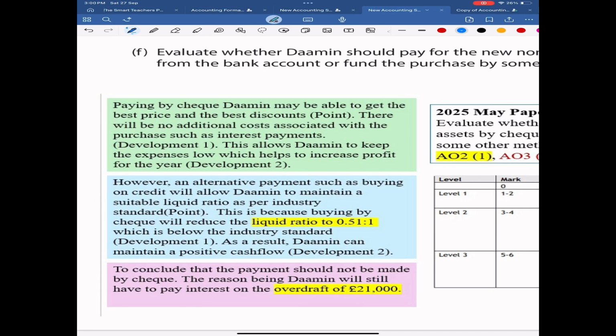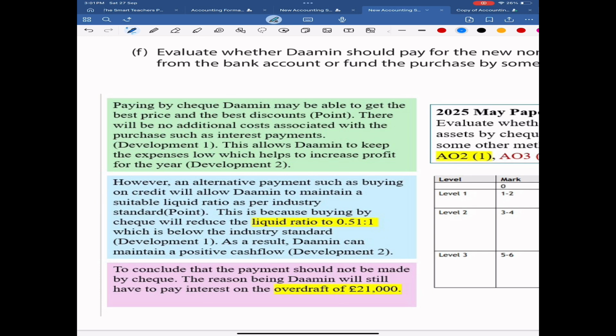However, an alternative payment such as buying on credit will allow Damin to maintain a suitable liquid ratio as per industry standards. This is because buying by cheque will reduce the liquidity ratio to 0.51:1, which is below the industry standard. As a result, Damin can maintain a positive cash flow. To conclude that the payment should not be made by cheque, the reason being Damin will still have to pay interest on the overdraft of £21,000. Remember to give your final decision in the conclusion. This may vary from student to student.